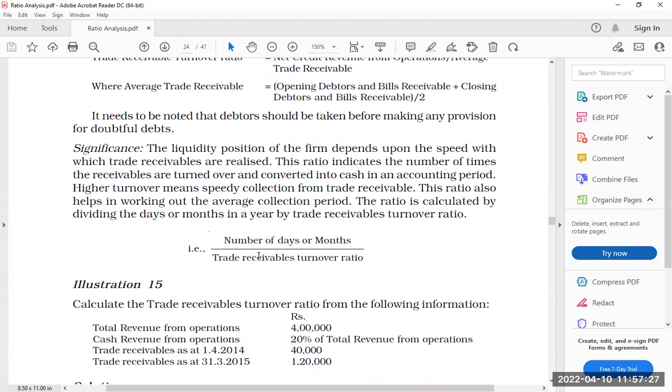12 by the answer, or 365 by the receivable turnover ratio. That gives you the number of days or number of months within which, on average, you are collecting back your sales made on credit basis. That's called average collection period.